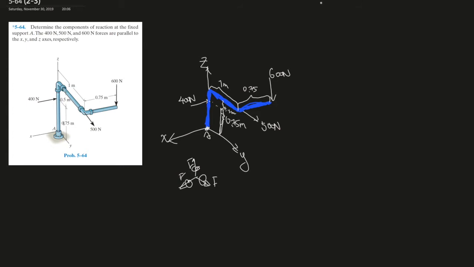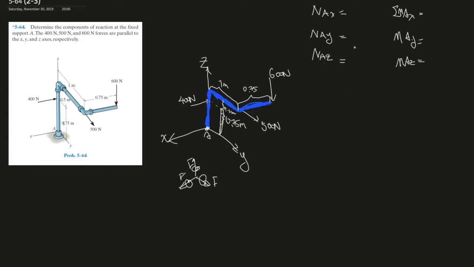It's better for us to write it down. So let's say NA, the normal force at A in the X direction, NA in the Y direction, and NA in the Z direction, and also the moments, right? The moment at A of X, the moment at A of Y, and the moment at A of Z. And here we go, so we're finding 6 unknowns.